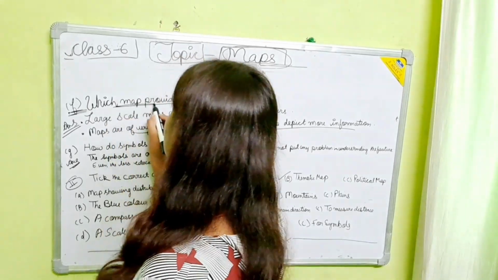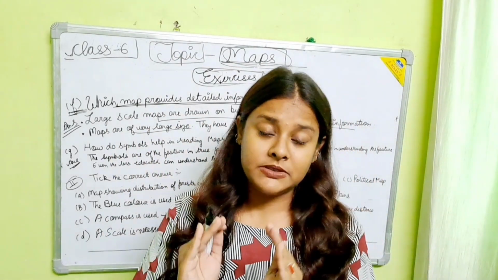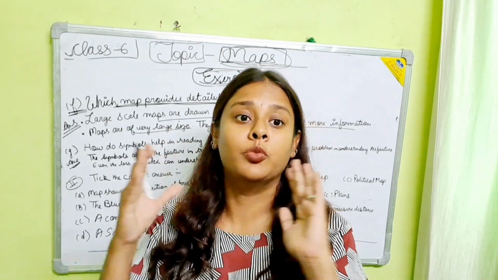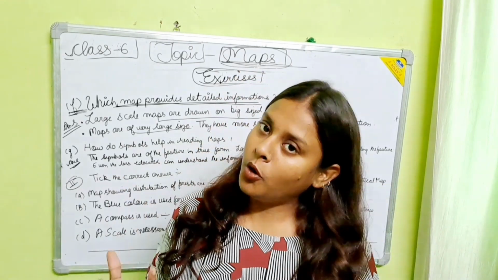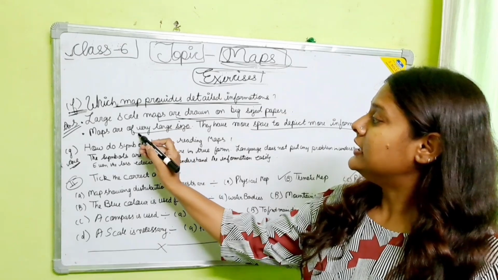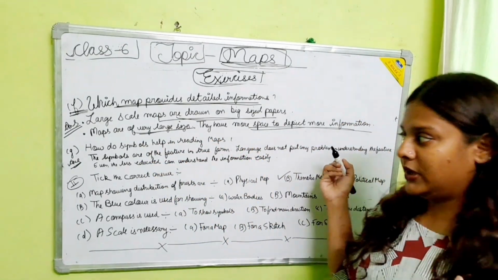Which map provides detailed information? Large scale maps are the maps which provide detailed information because of the availability of more space. They can depict more information. Large scale maps are drawn on large size paper. These maps are very large in size and they have more space to depict more information.